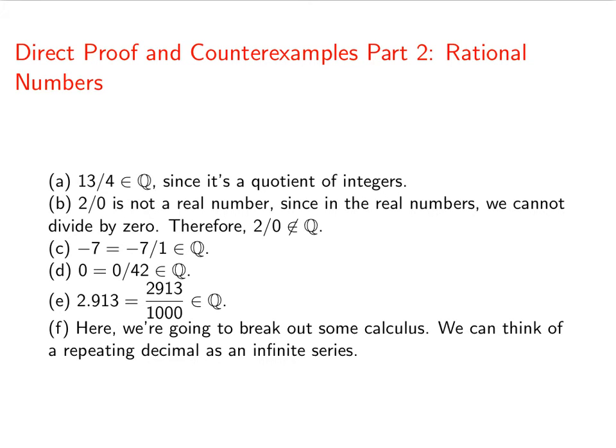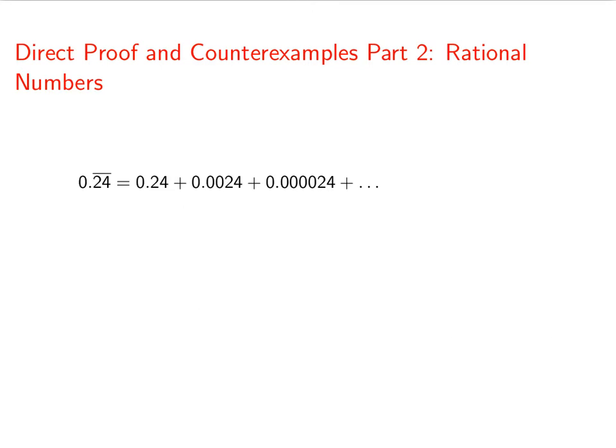Now we're going to think of a repeating decimal as an infinite series. You can see the little bar above the 0.24, that means that piece is going to be repeating. So that's 0.24 plus 0.0024 plus 0.00024, and so on. We can think of this as 0.24 plus 0.24 times 0.01 plus 0.24 times 0.01 squared plus 0.24 times 0.01 cubed.